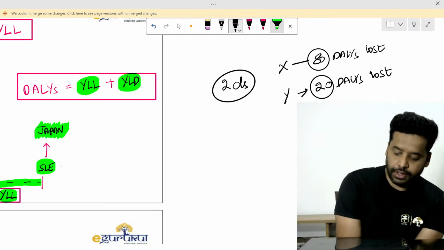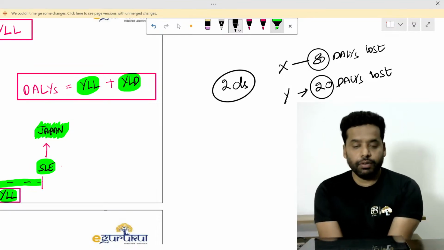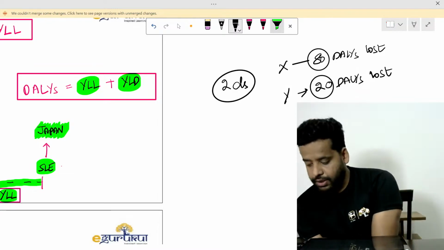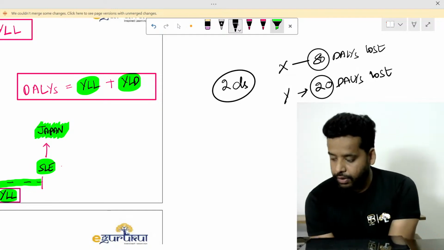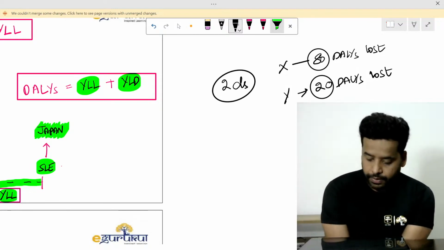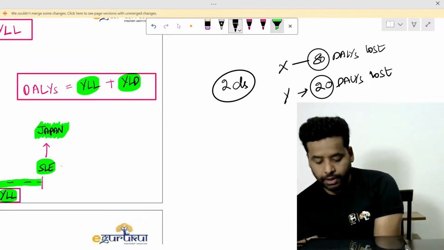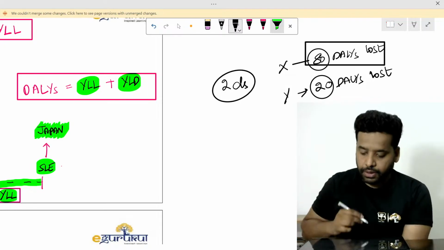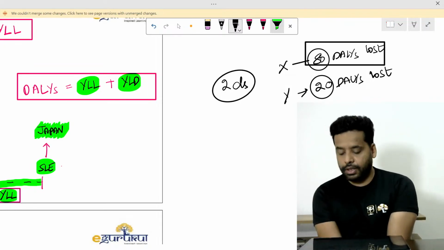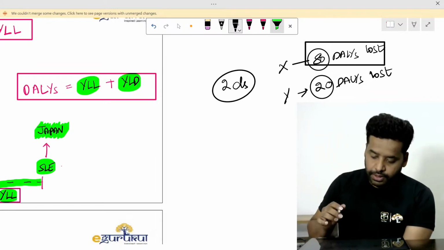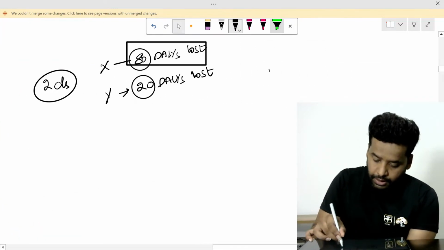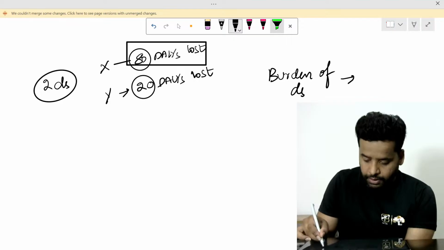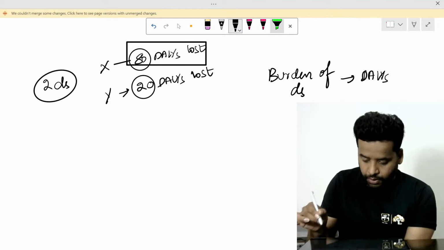Comparing the burden of two diseases, if they give you a question like this, 80 versus 20, 80 DALYs lost, 20 DALYs lost, which is having more burden? Disease X compared to disease Y. The more the DALYs lost, the more the burden. So if they ask about the burden of disease, see my words properly, comparing burden of disease, your answer should be DALYs lost.